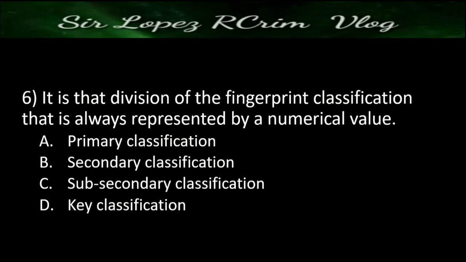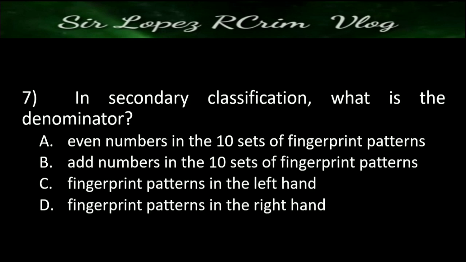Number 7. In the secondary classification, what is the denominator? Letter A, even numbers in the 10 sets of fingerprint patterns. Letter B, odd numbers in the 10 sets of fingerprint patterns. Letter C, fingerprint patterns in the left hand. Or letter D, fingerprint patterns in the right hand.